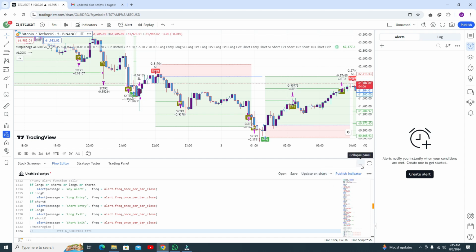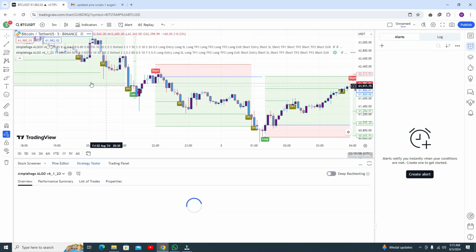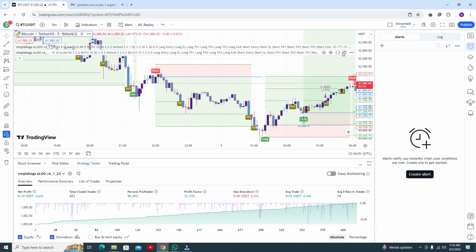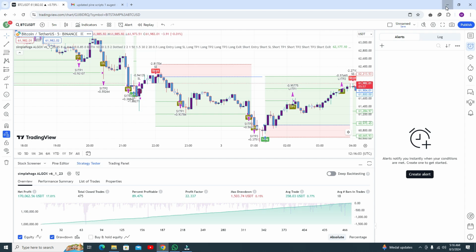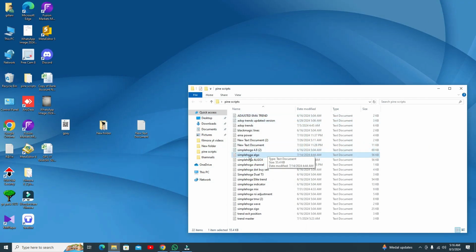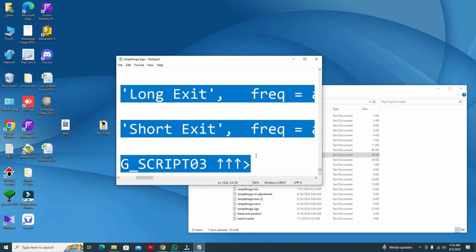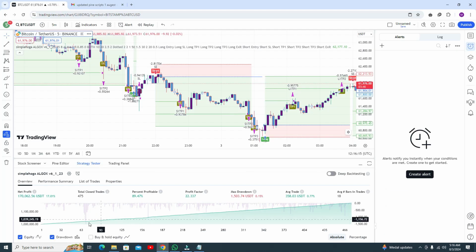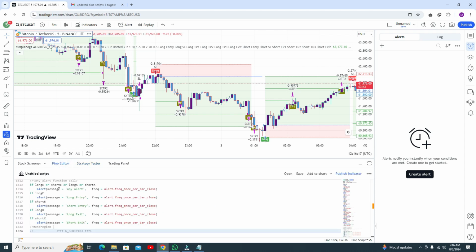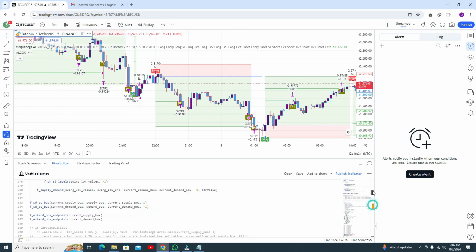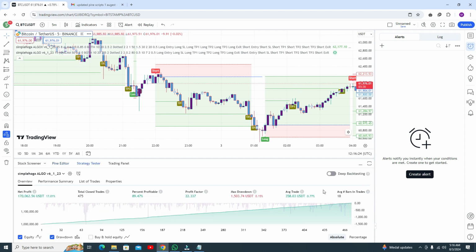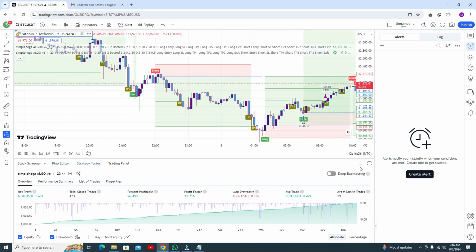This is the previous indicator. Oh no, this one is the most recent one. I need to add the previous one. Okay, let me show you. Not this one. Control A, Control C, this one is the previous one. Okay, that's fine, this one is the previous one.